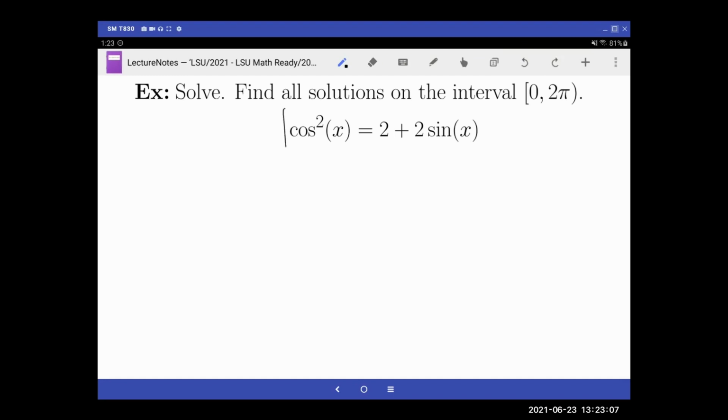So anytime you see cosine squared or any kind of trig function squared, you should probably think of the Pythagorean identities, especially this one. Okay, because that by itself is not very helpful, but if I subtracted sine x squared from both sides, I get this, which that one actually is helpful because I can use substitution. I can replace cosine squared with 1 minus sine squared.